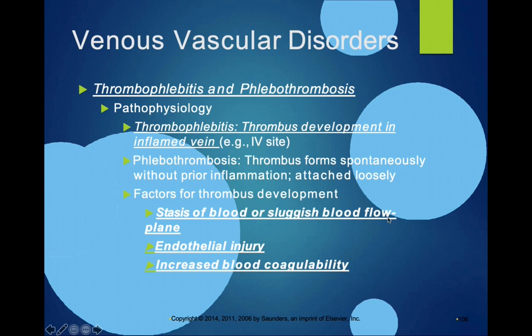Think of what happens on an airplane. You can be sitting for hours and hours, and people often get a thrombosis. So they'll say, pump your ankles every few minutes. Take a walk on the airplane. Go up and down the aisles at least once an hour to keep the blood circulating. Endothelial injury is another factor for thrombosis, and increased blood coagulability.